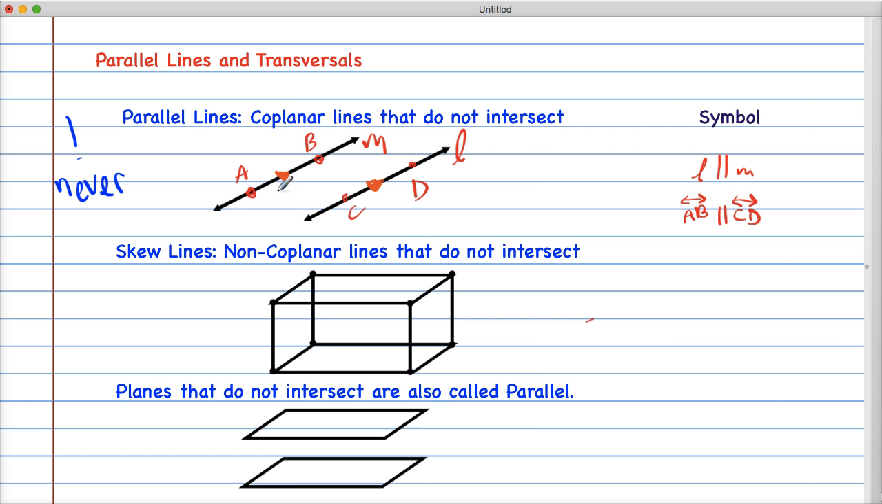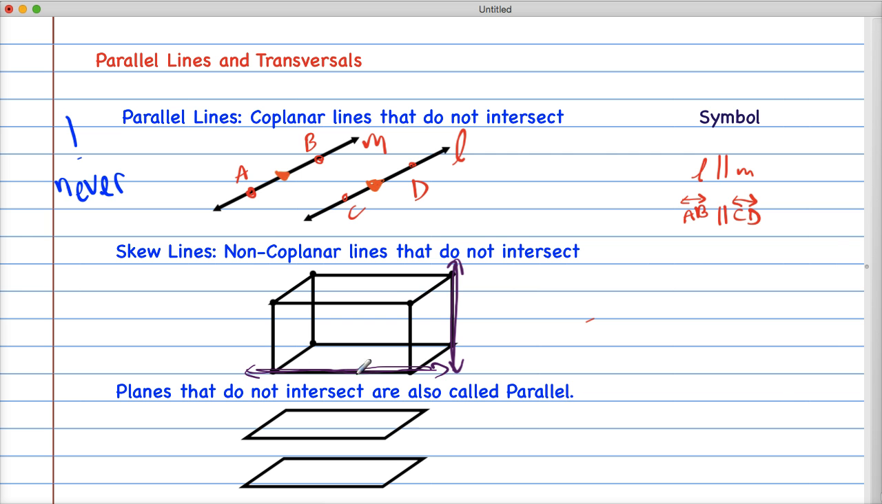Now, like I mentioned, it's important to note that in the definition of parallel lines, we have the word coplanar, because we can also have another set of lines that do not intersect, and those are called skew lines. Skew lines are non-coplanar. I drew a box here to help visualize that. Two lines that are skew lines in this picture would be the bottom edge of this box. This line right here would be one line, and a skew line to it would be the back edge of the box that goes up and down, right?